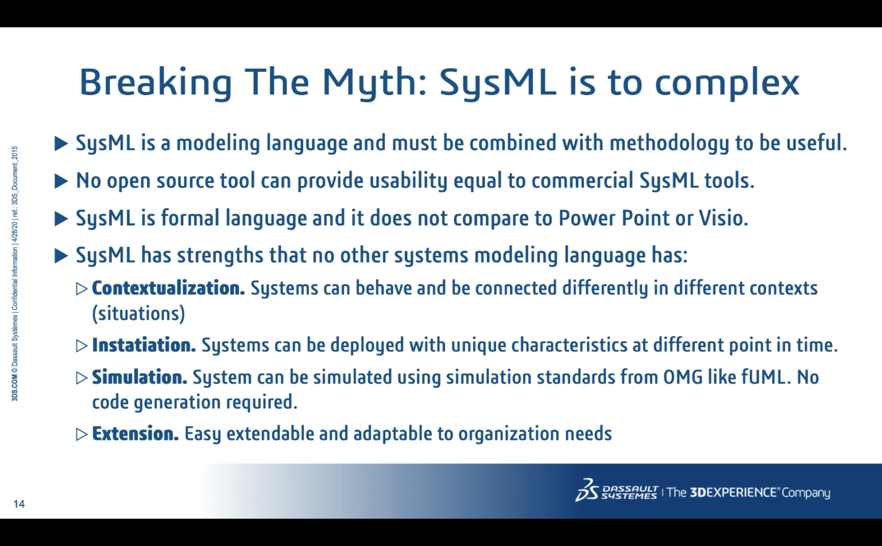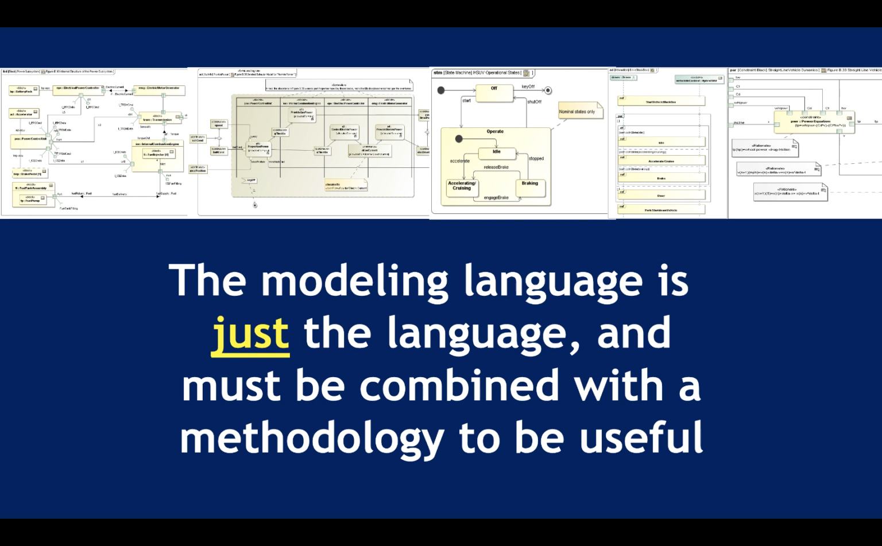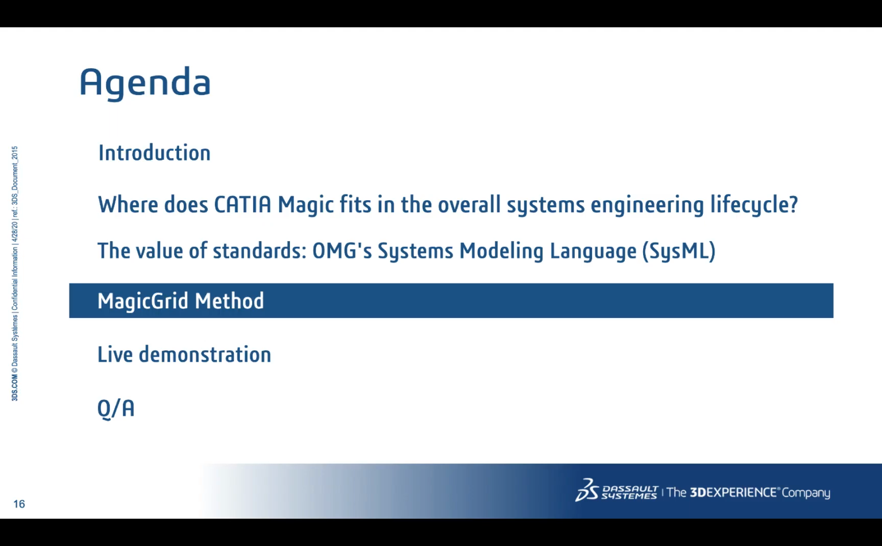Finally, it's easily extendable if there is a necessity for that. It means that you can adjust the language to the language you have in the organization if there's a need for that. Of course, you always need to understand that extensions need to be maintained, so that is additional money. But if it is necessary in your organization, that's definitely the way to go. And again, I want to get back to the first point. The modeling language is just the language. It must be combined with a methodology to be useful. So that is our next topic for today.